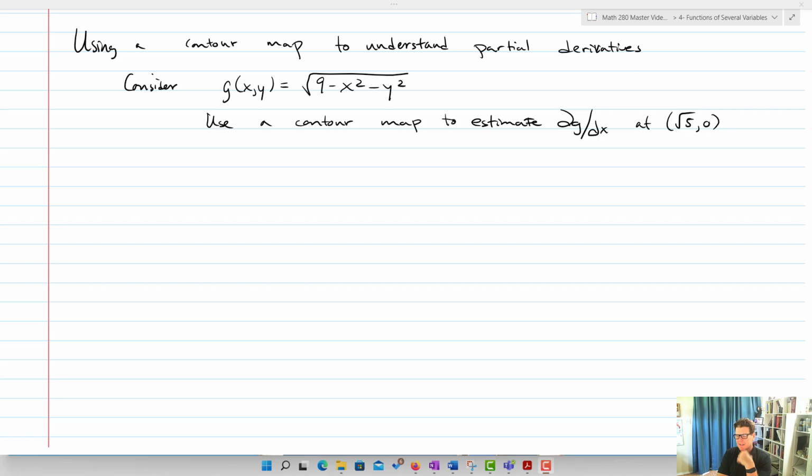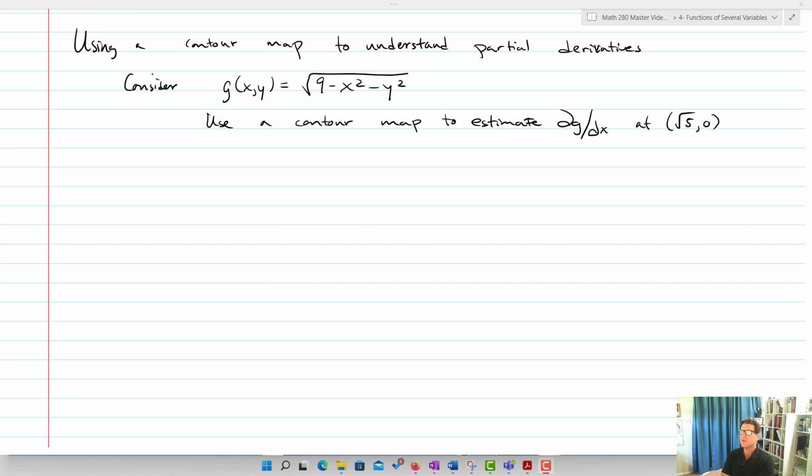Now, to help illustrate this a little better, let's use a contour map, because that's going to take away one of our dimensions and help us at least partially think about these partial derivatives, pardon the pun, while simplifying the process.